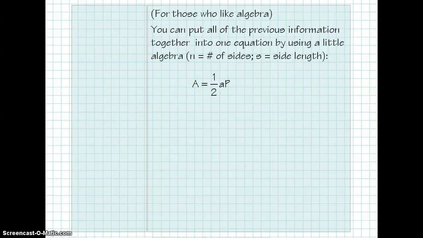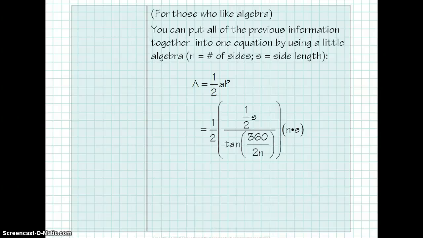Now, this is kind of a side note if you like to play with algebra, because you might have noticed here we're plugging a lot of the same stuff in over and over again, and so it's possible to come up with one formula to find the area with just the side length. So I started off with this thing here, 1/2 the apothem times the perimeter. Again, you don't have to put this in your notes unless you really want to.